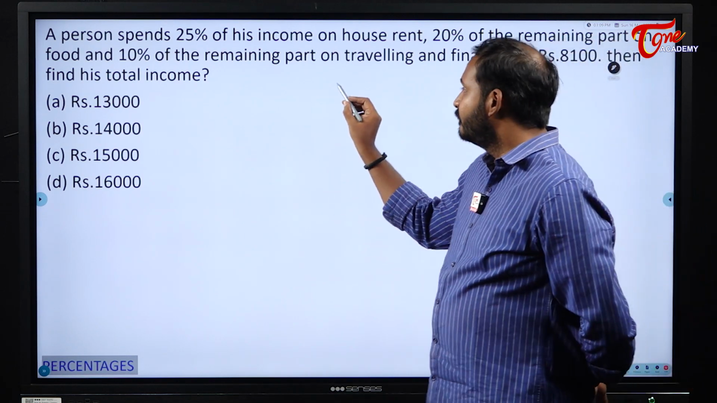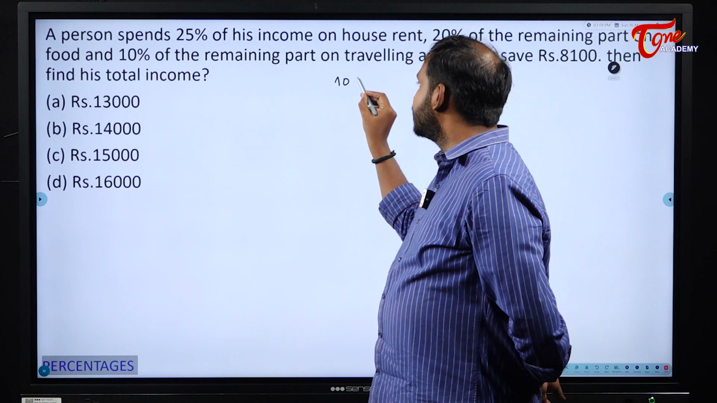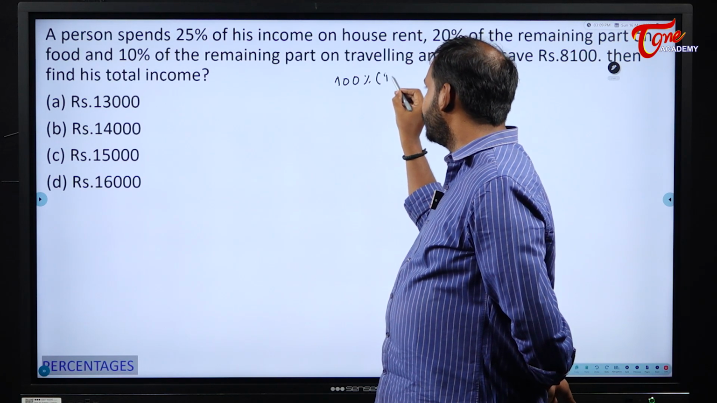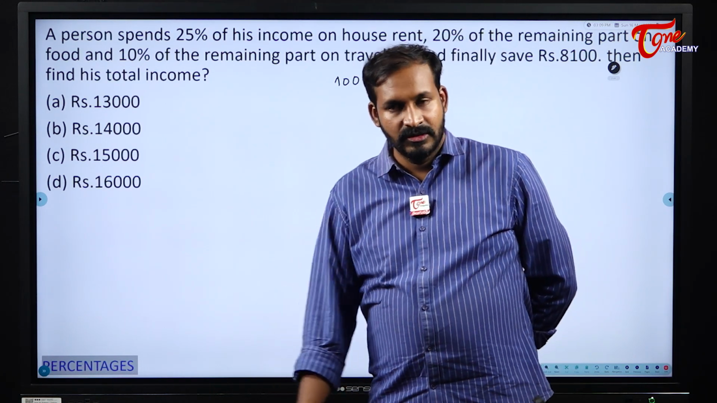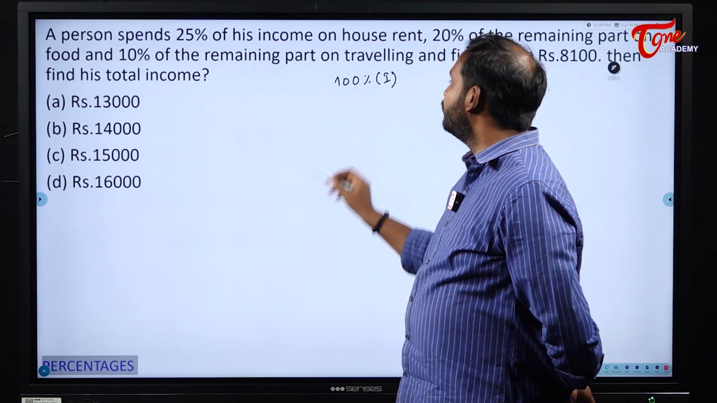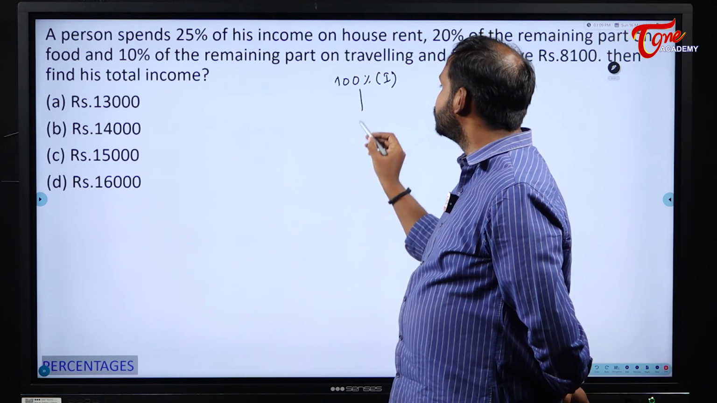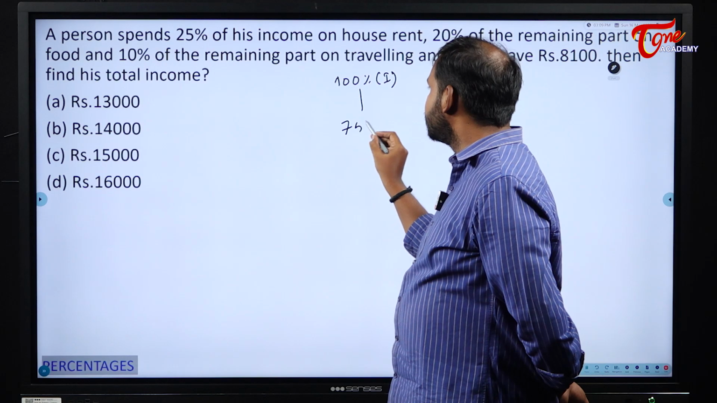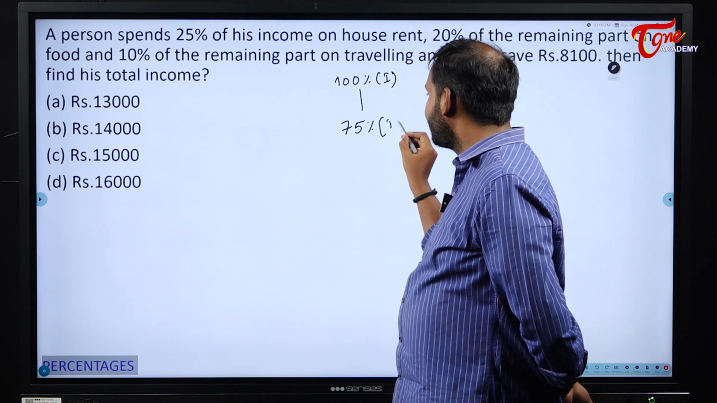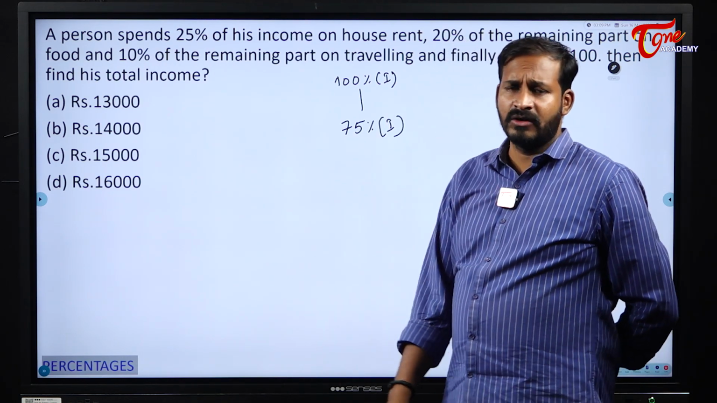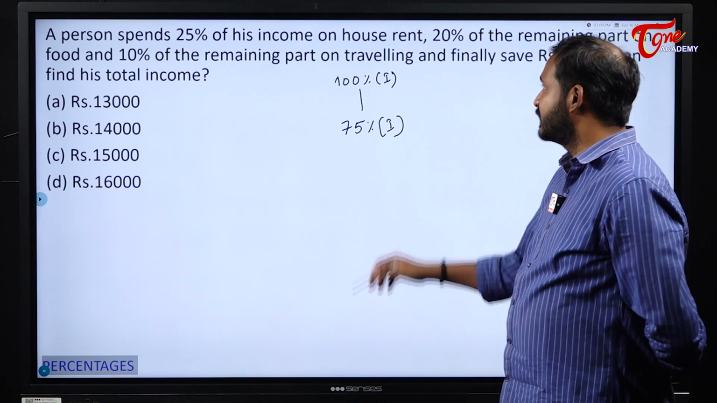Next. A person spends 25% of his income on house rent, 20% on the remaining. See here, we will write the same thing. His income is some 100% of income. We don't know what his income was. Okay. He is spending what? 25%. So, after spending on house rent, he will be left with what? 75% of his income. After spending on house rent, he will be left with 75% of his income.